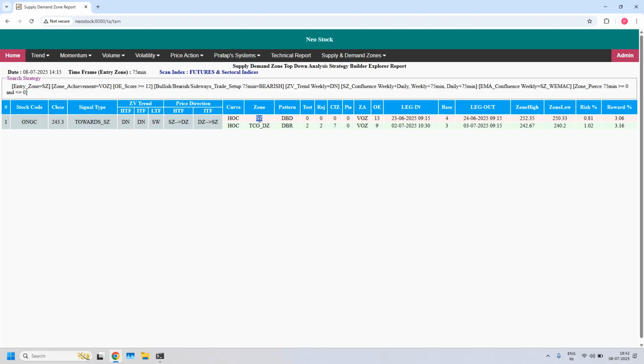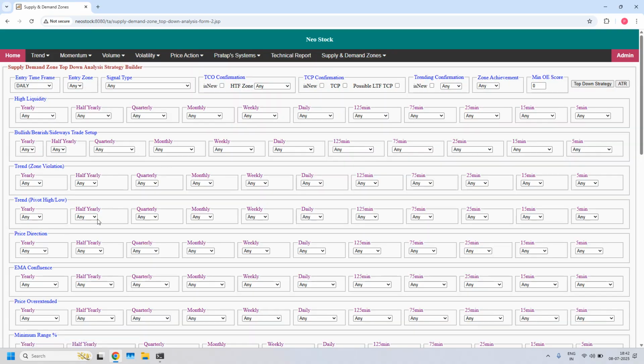So this 75 minute supply zone could be a more high probability trade setup supported zone, provided less than 20 checklist items are satisfied. So this is about a bearish trade setup for weekly income trade. Next we will look into daily income trade reports.